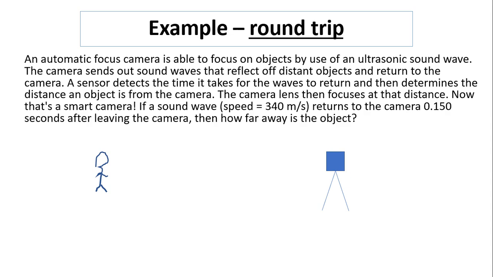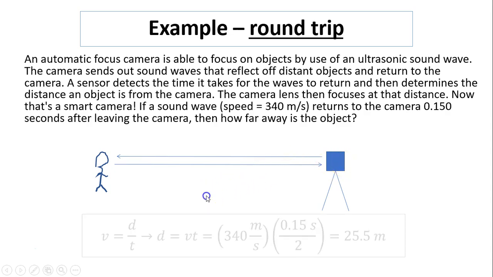Now that's a smart camera. Suppose a sound wave has a speed of 340 meters per second and returns to the camera 0.15 seconds after leaving the camera. Then how far away is the object? So here's a camera, here's the object. The question tells you the sound travels from the camera to the object and back in 0.15 seconds. So what is the distance?